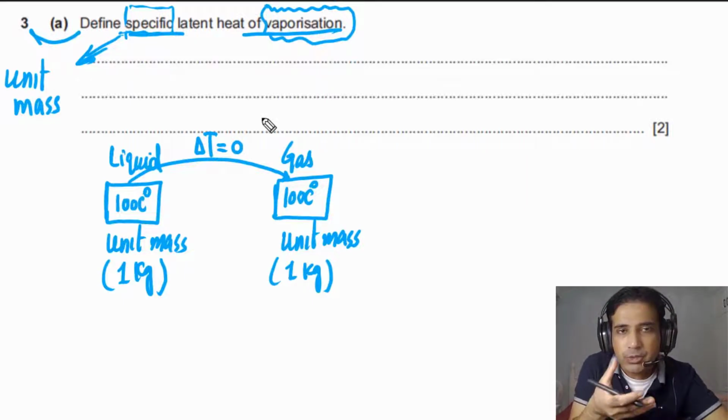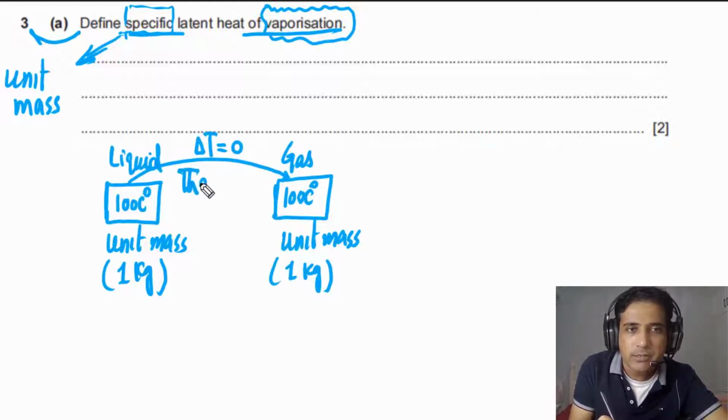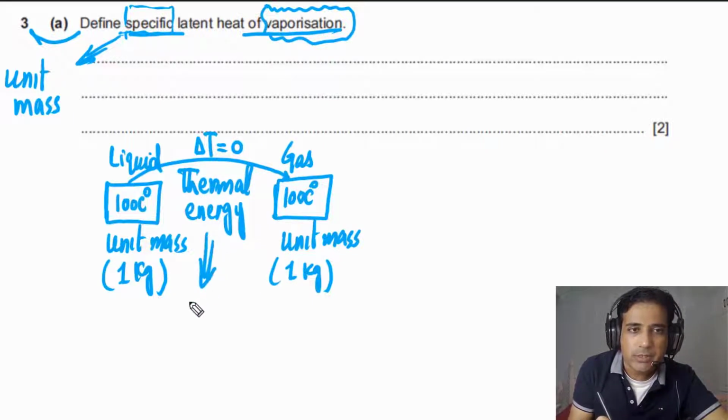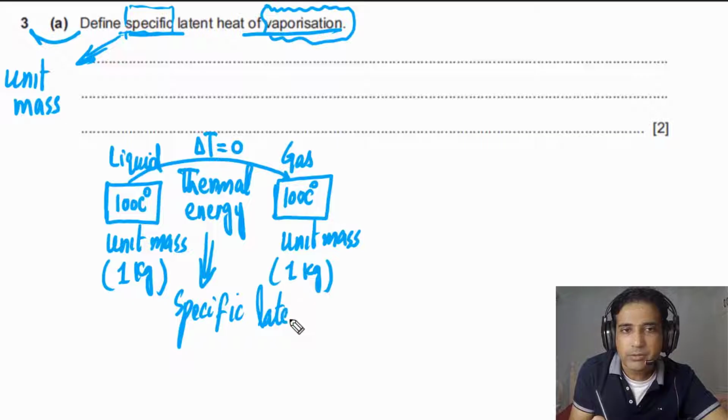So in this case, the potential energy of the gas will increase. So the potential energy is increasing, so we have to supply thermal energy. But kinetic energy is not changing. So we have to supply a certain amount of thermal energy. In this case, kinetic energy of molecules is not changing, but the potential energy of molecules is changing. Or simply you can say we have to supply thermal energy to break the bonds. And this thermal energy is called specific latent heat of vaporization. So this is how we can define specific latent heat of vaporization.